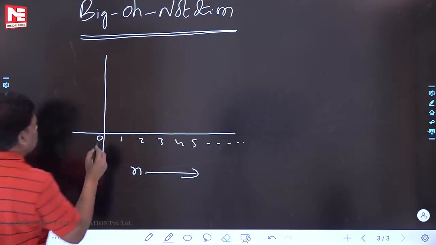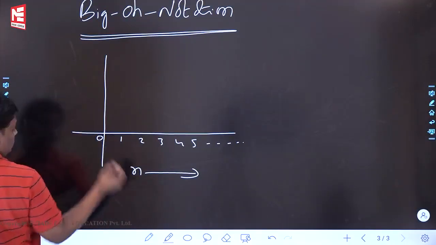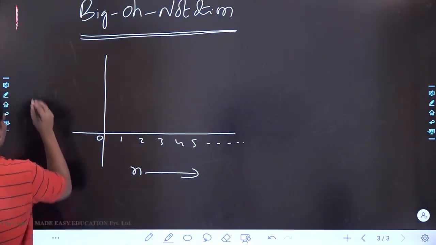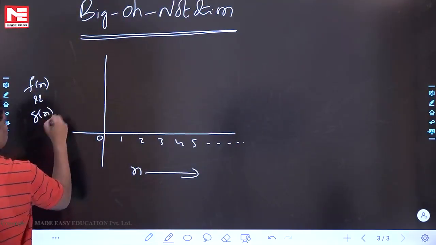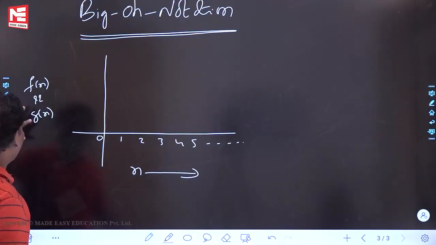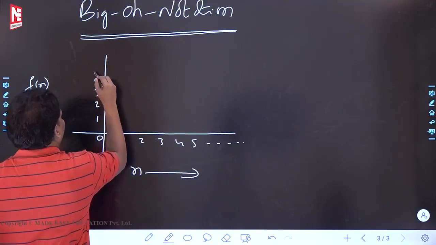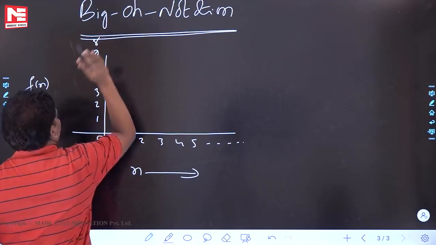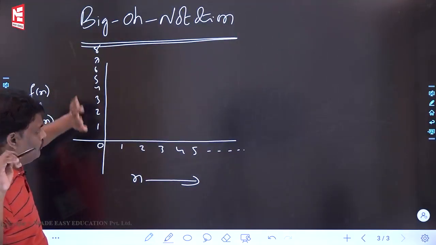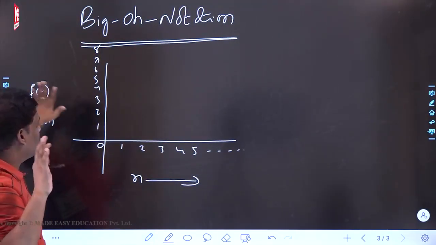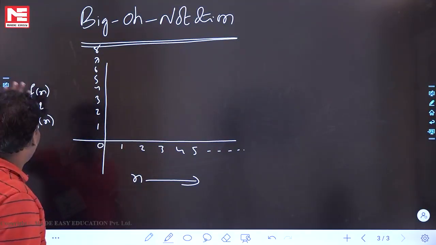Here the y-axis is f of n and g of n, and the x-axis is going to be n. Like this. Fine. So I am explaining clearly what is the big O. You know most of it now, right? Let me explain this small thing which is pending also.